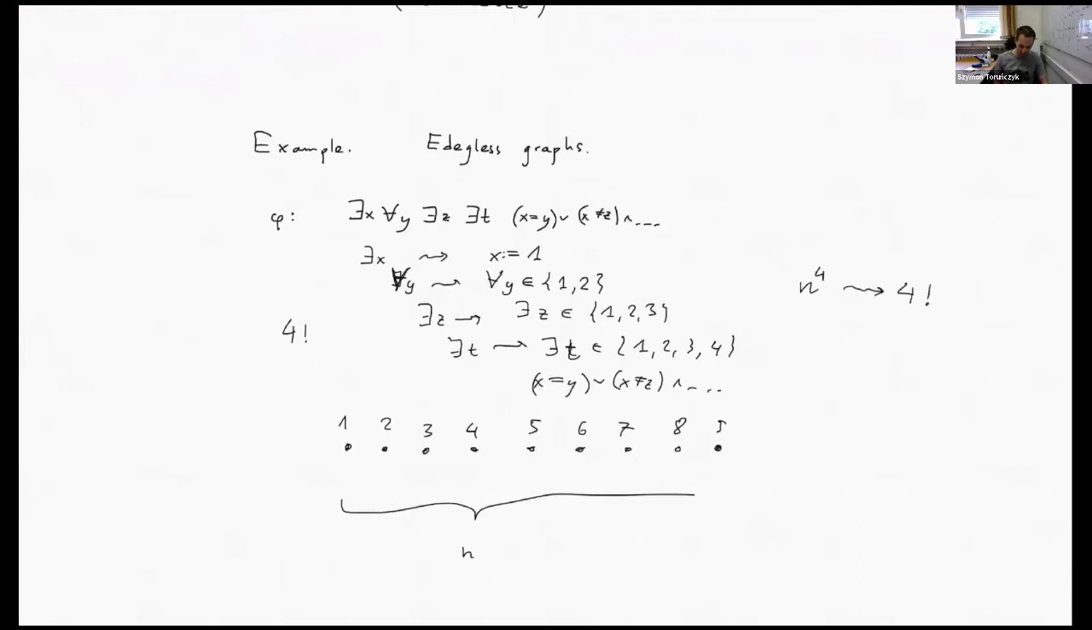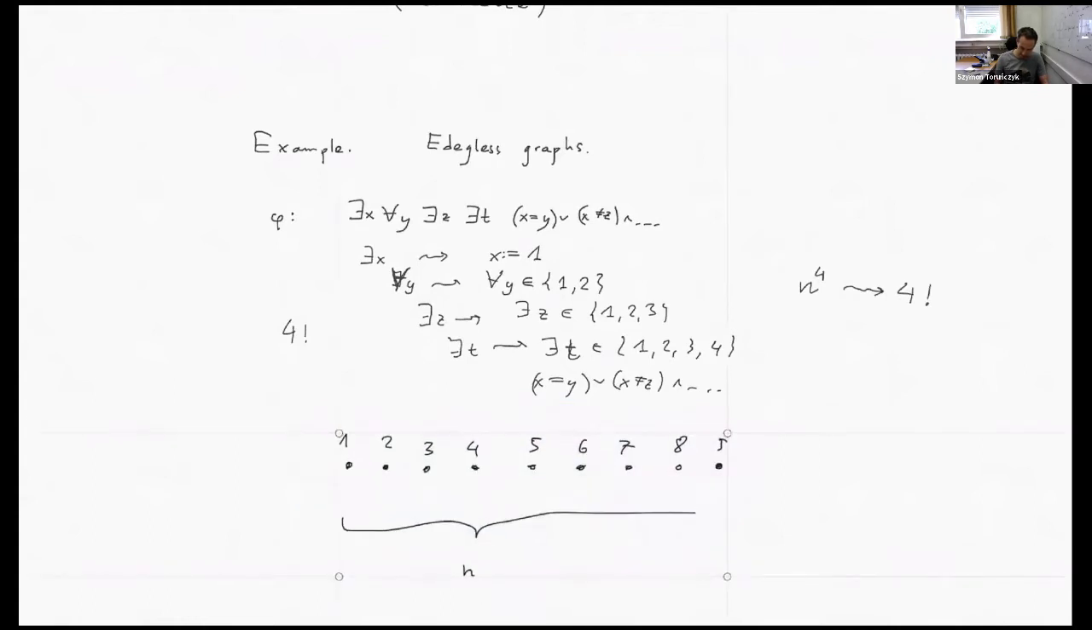I'm cheating a bit here because it's not really 4-factorial. You have to know whether the structure has at least 4 vertices. So first you have to count the number of vertices in the graph. If it doesn't have 4 vertices, then some of those cases disappear.